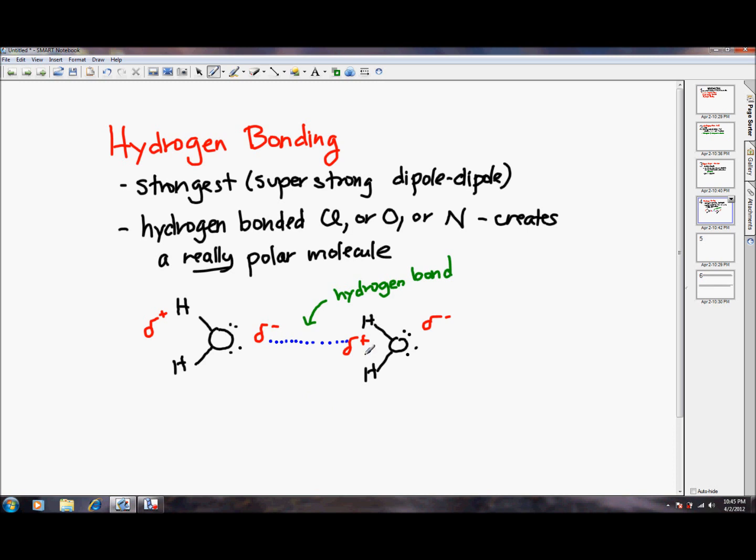It's always the hydrogen end, hydrogen is usually the positive end, that is attracted to the negative end of another molecule. If this was a nitrogen instead, like NH3, then the N would be the negative end, and the hydrogen on one NH3 would be attracted to the N on another NH3 molecule.